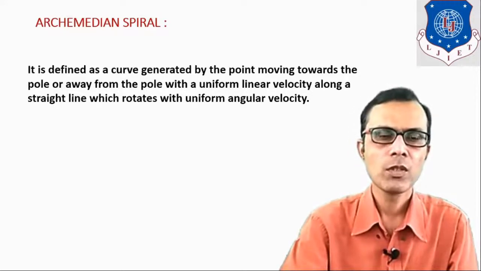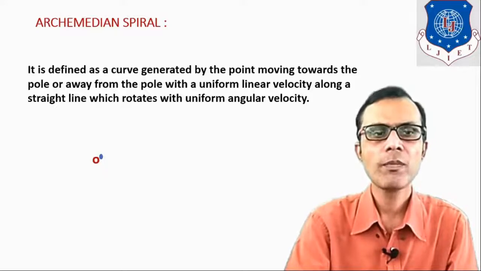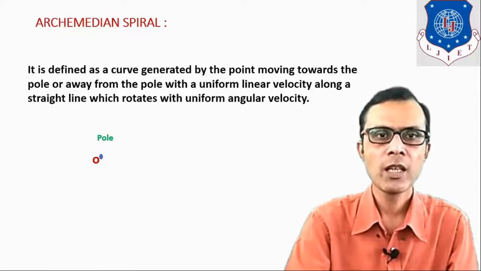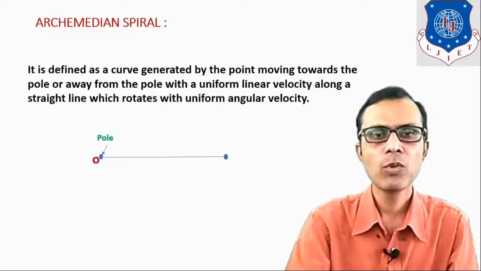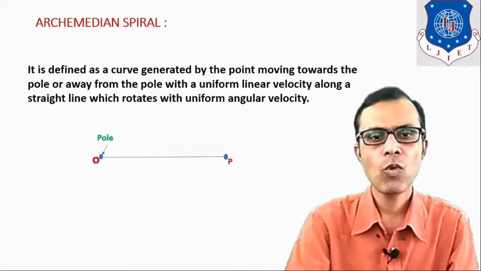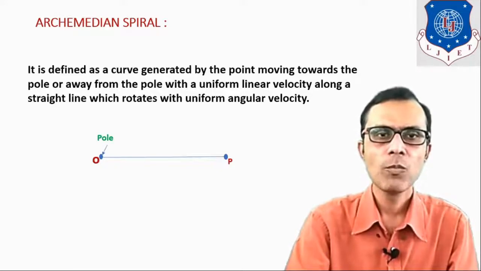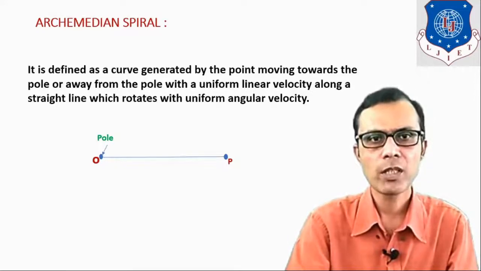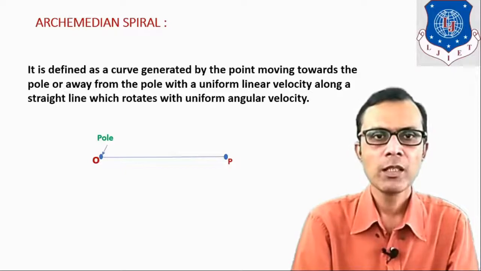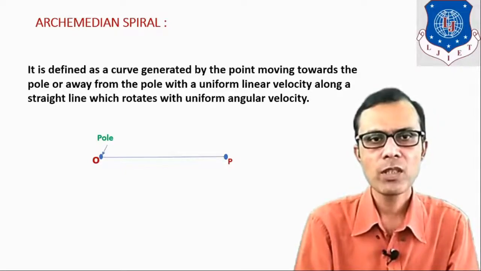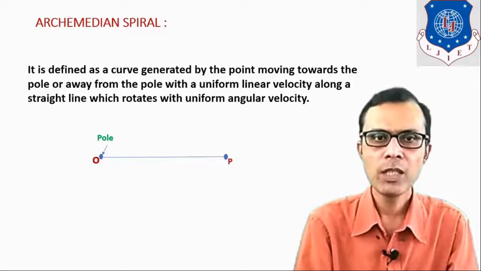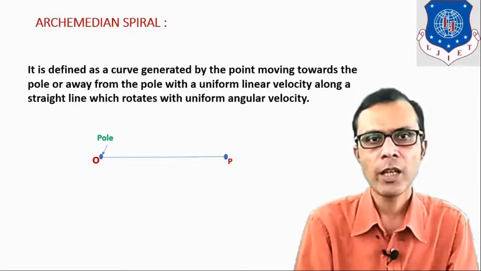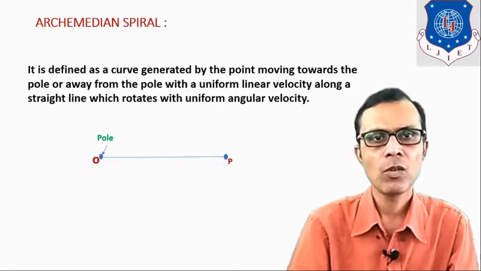away from the pole. So first of all, let us consider one fixed point O that is also known as a pole. Now, the length for the given link, that is OP. So OP is the given length of the link or it is the length of a straight line. Here point P is moving towards the pole with uniform linear velocity. So in case of Archimedean spiral, there are two motions involved. First motion is linear movement of the point. Another motion is angular movement of the link or straight line.